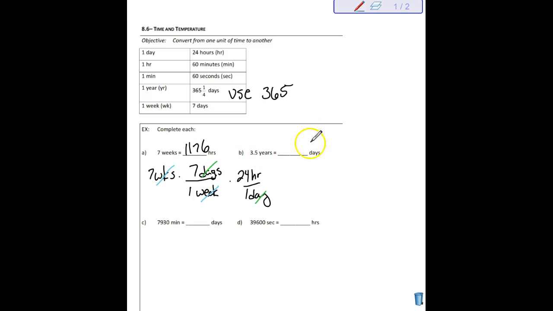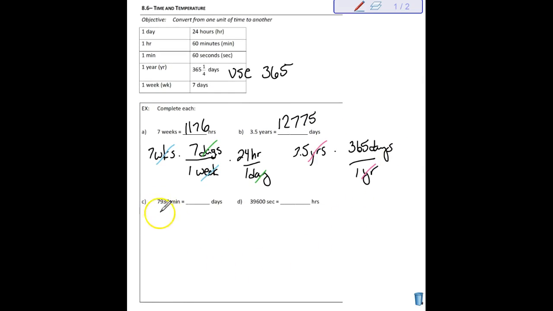Okay, 3.5 years, and we're going to go to days. So we're going to take 3.5 years, and we know that there are 365 days in 1 year. And so our years will cancel. And we have to multiply 3.5 times 365, and we get 12,775 days. Seems like a lot.